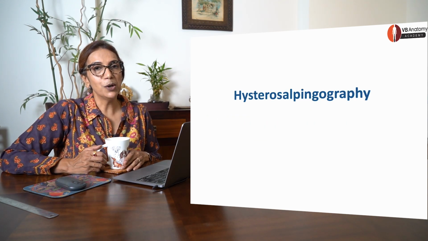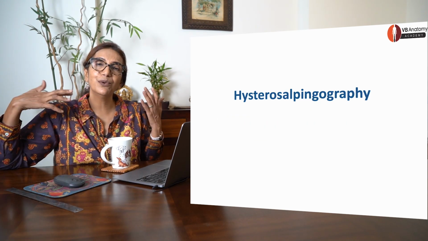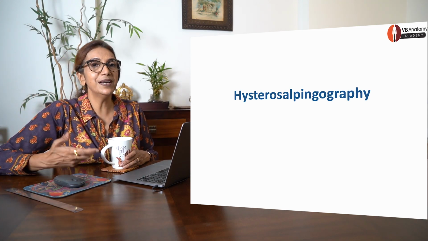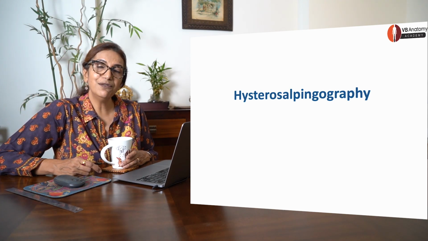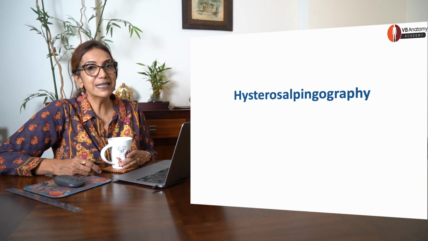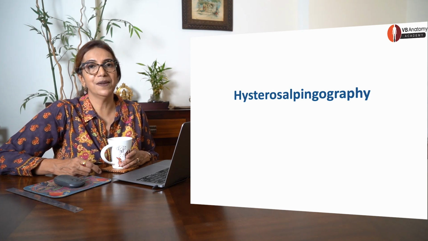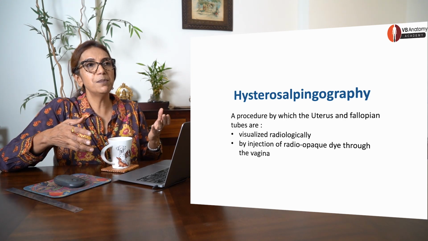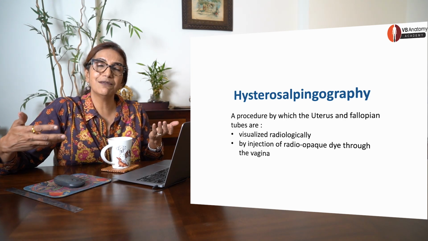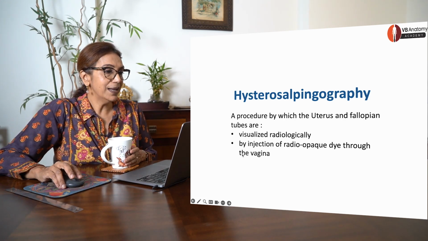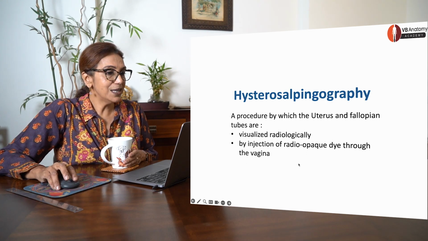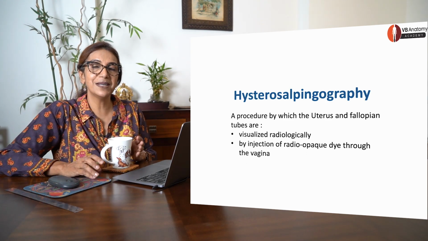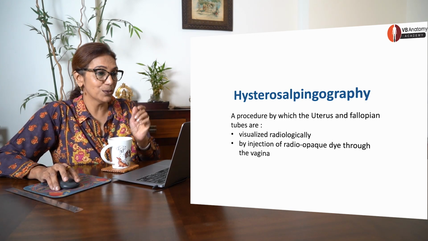Today, I'm going to talk about something very interesting. How do you explore the fallopian tube? In olden days, when you didn't have anything else, there was a wonderful procedure available called hysterosalpingography. So, what is hysterosalpingography? It's a procedure by which you explore the uterus and fallopian tubes radiologically by injecting a dye inside. I'll show you beautiful images, you will understand what I'm talking about.